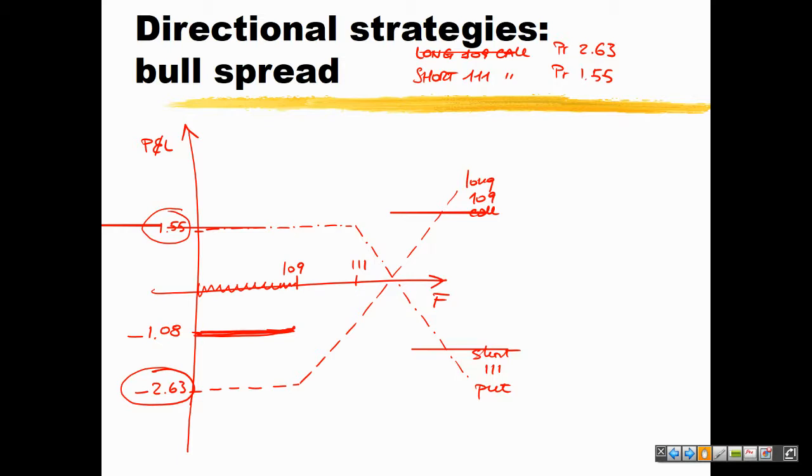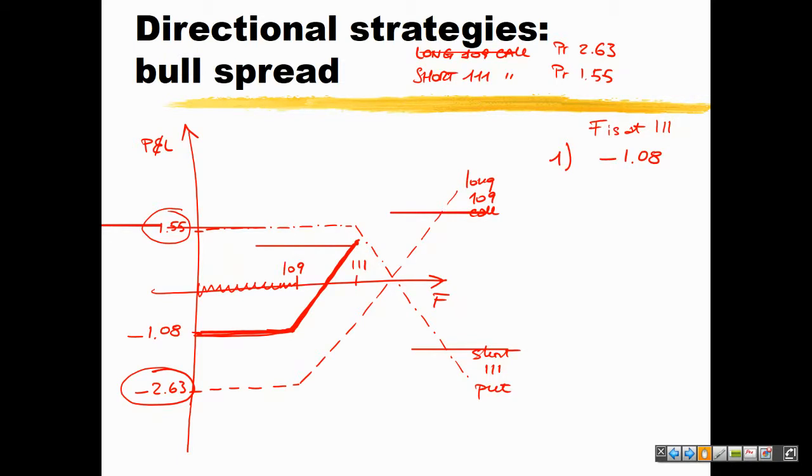Second part of the story, what is happening between 109 and 111? Things are going better because I'm exercising my call option, whereas the other option is not exercisable yet. So I go up with a 45-degree line here. Now, the question I'm asking you is the following. How much money do I make if the future is at 111 at maturity? There are intuitively two components. Component number one is that I have a negative difference between the premia, which is minus 1.08. And this is on the negative side.